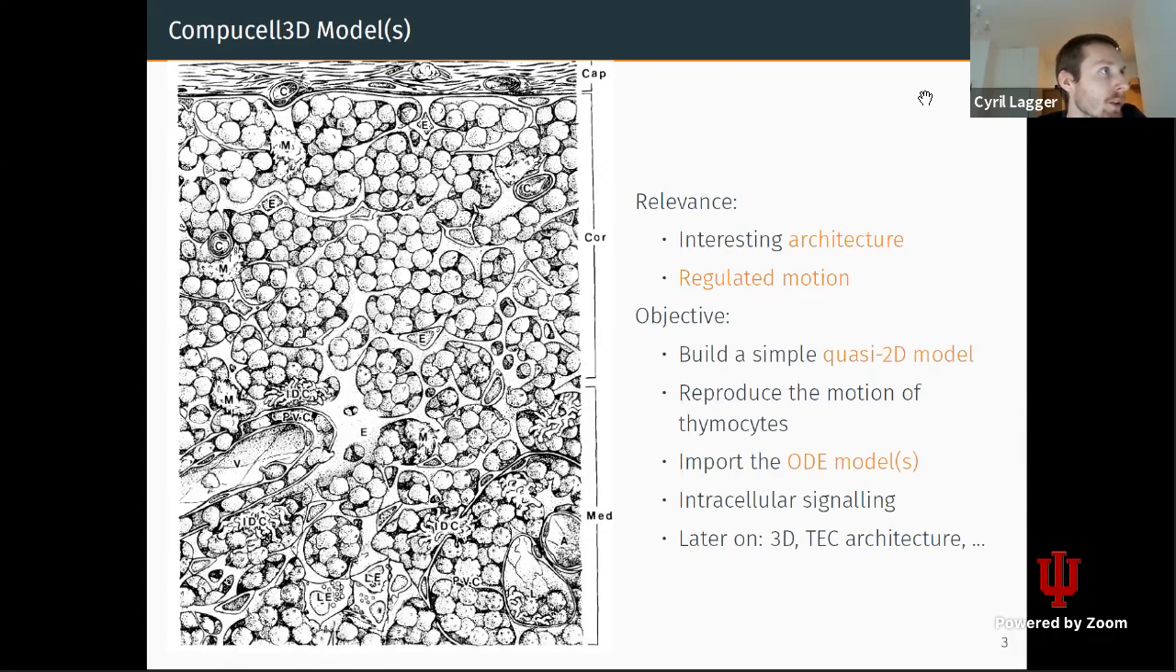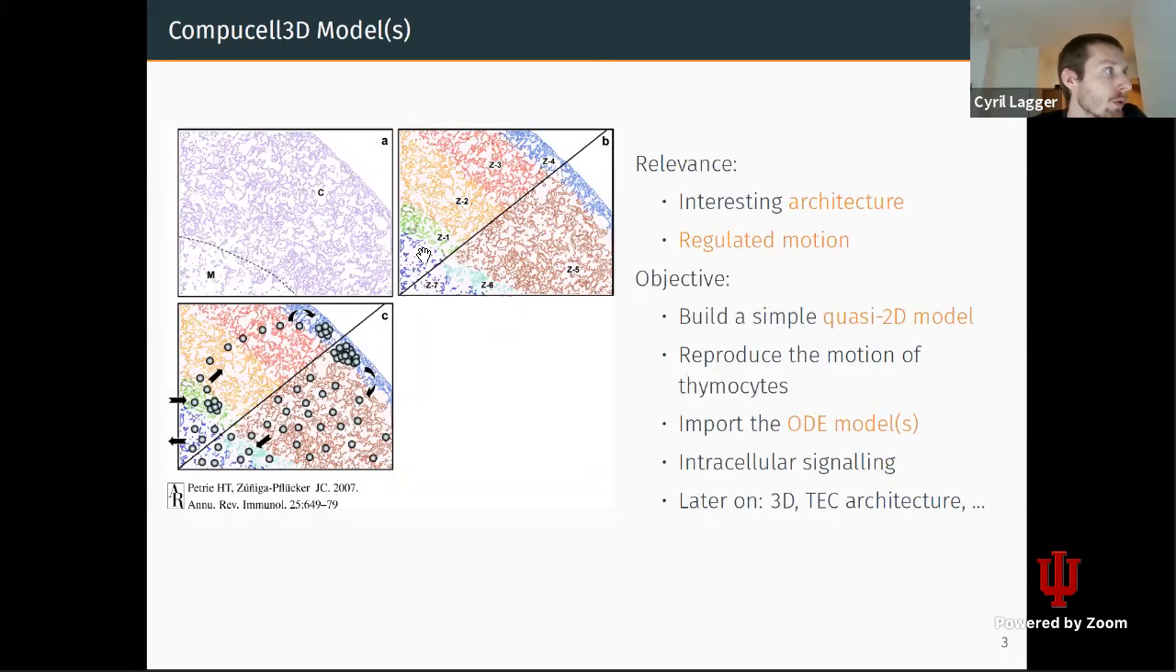And why a 3D model would be relevant is that the epithelium and the shape of the thymus are very peculiar. You have these stellar epithelium cells which form a 3D mesh, and eventually a 3D model would be very interesting. And also there is a lot of motion inside it, a lot of dynamics. So these are the T cells moving in the thymus, you can see here. So there is a lot of things to do, and there is no model yet with CompuCell 3D.